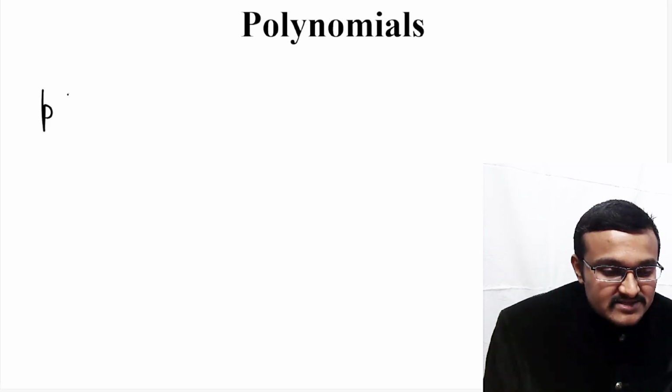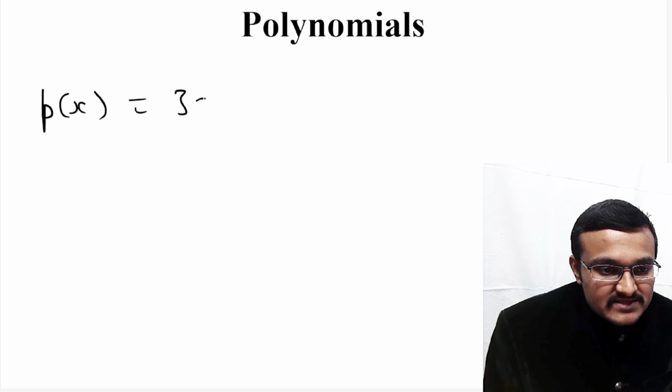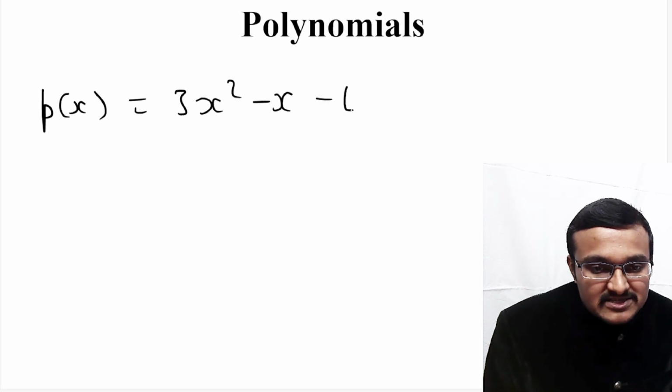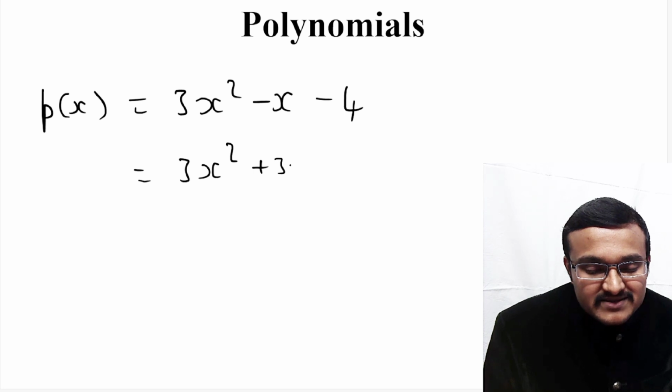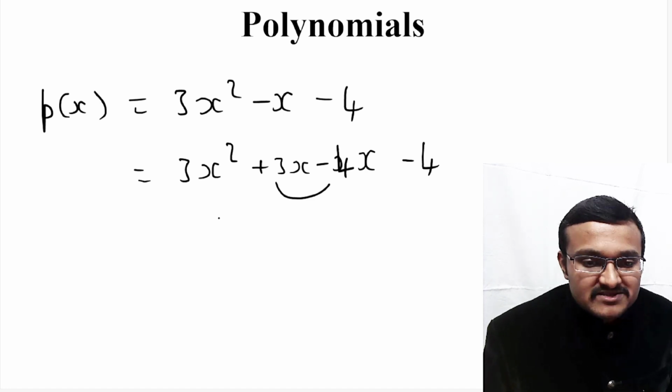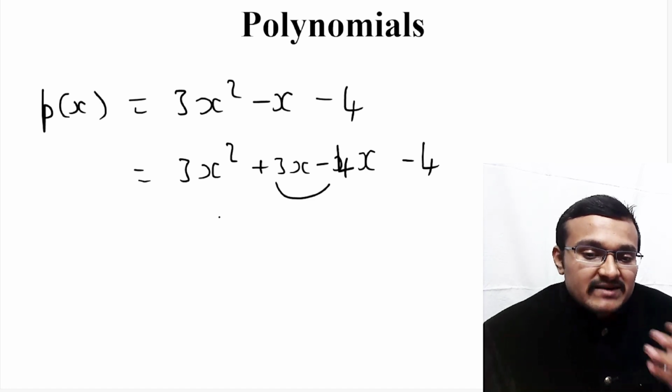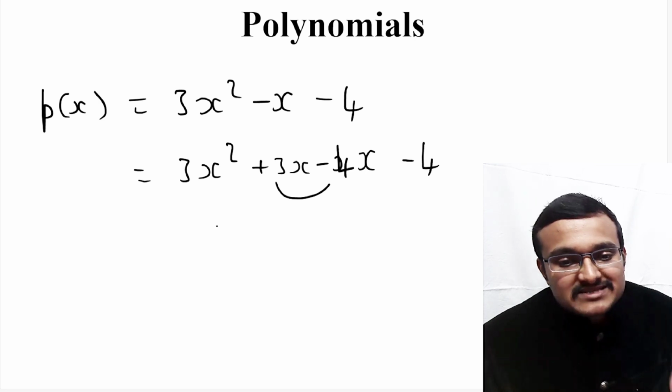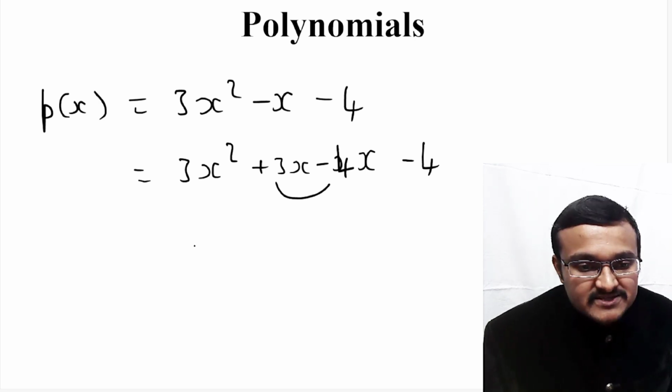Now we'll write this once again. p of x is equal to 3x square minus x minus 4. This minus x you can write as plus 3x minus 4x minus 4, because plus 3 minus 4 will become minus 1. So plus 3x minus 4x will give you minus x, and you get it back.